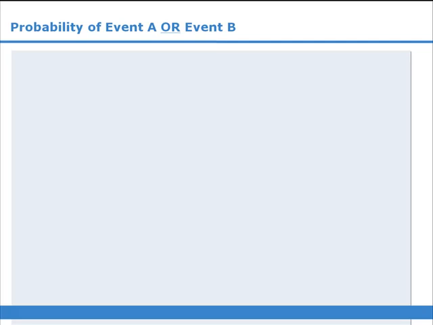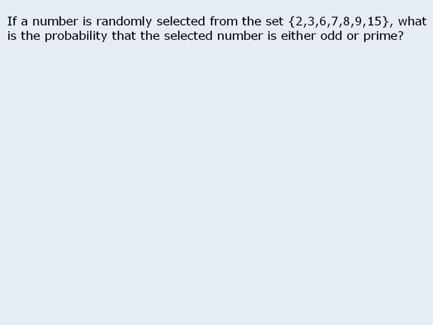In this lesson, we will examine probabilities that involve the word OR. We'll begin by answering this reasonably simple question in order to introduce a general formula to apply to similar questions. Now, in this question, we are selecting one number from a set of numbers, and we want to find the probability that the selected number is either odd or prime.